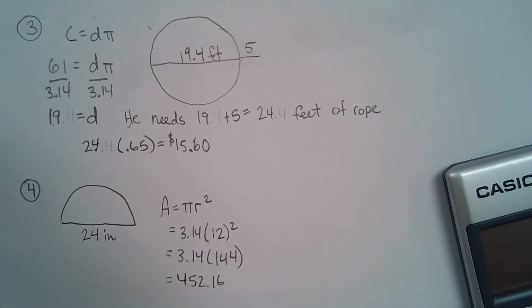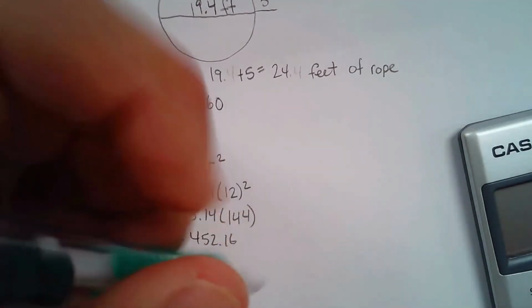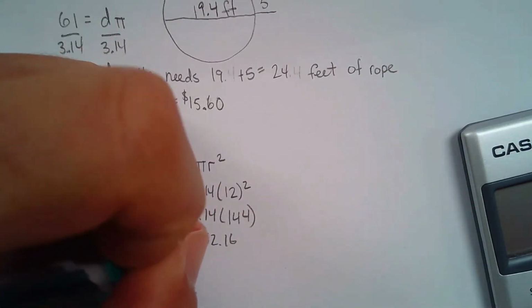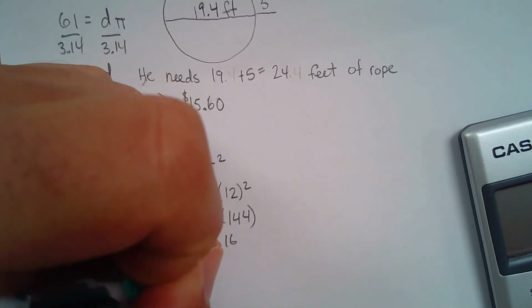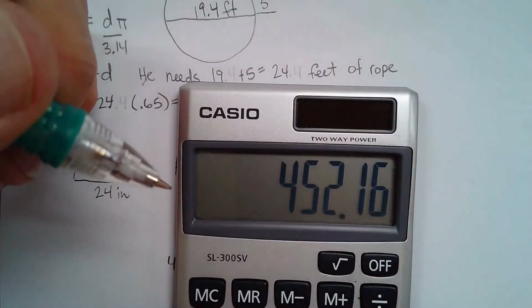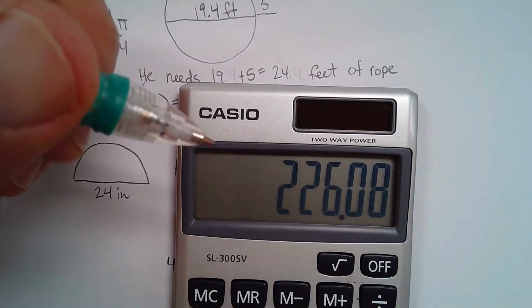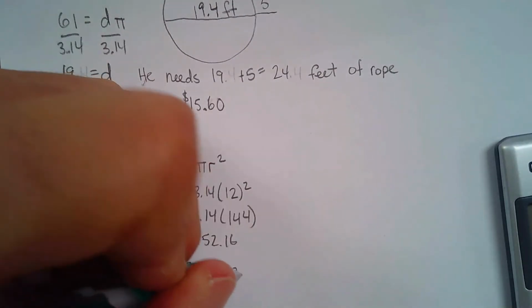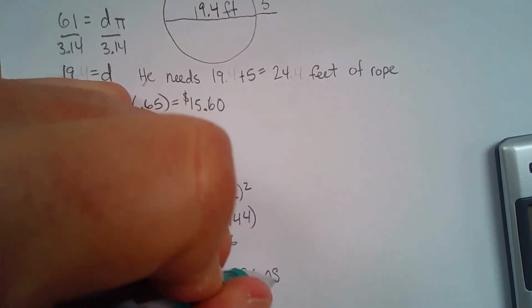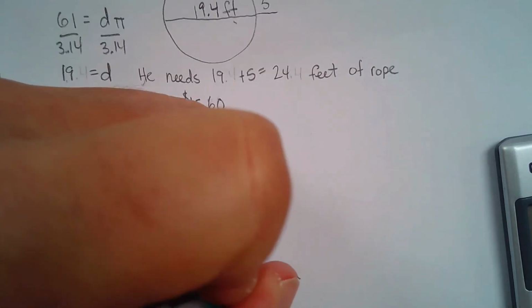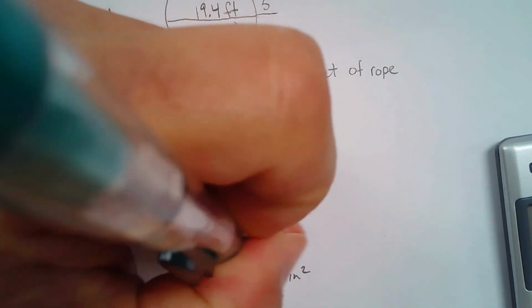But it's a semicircle. So I just took the area of an entire circle. You have to divide this by 2. 452.16 divided by 2 is 226.08, and this is square inches. We need to make sure we're paying attention to our labels. There you go.